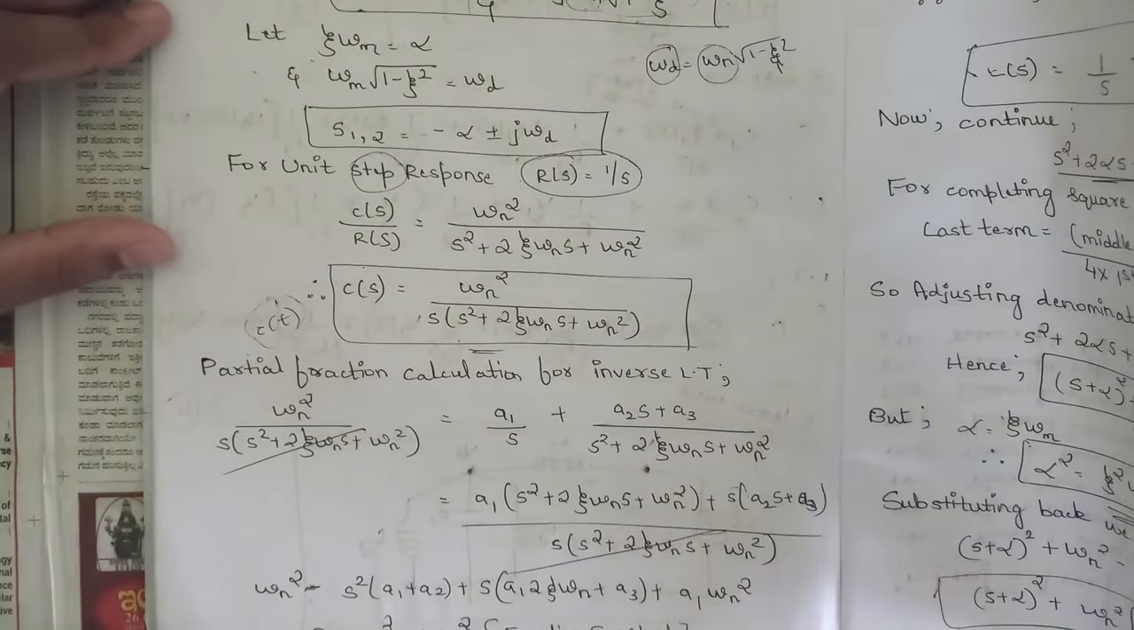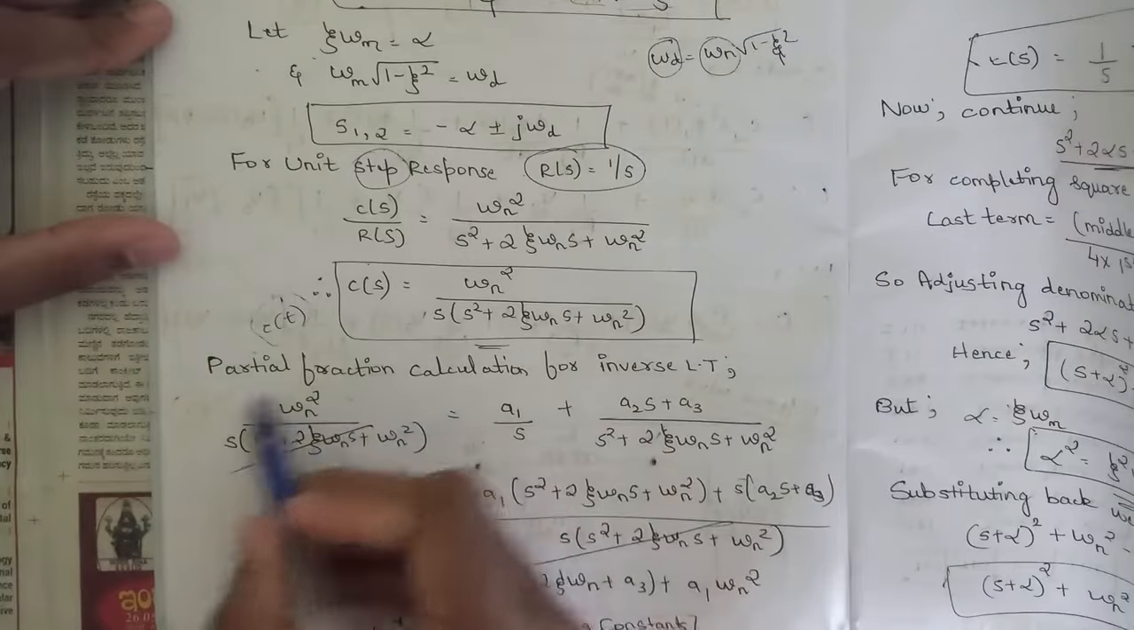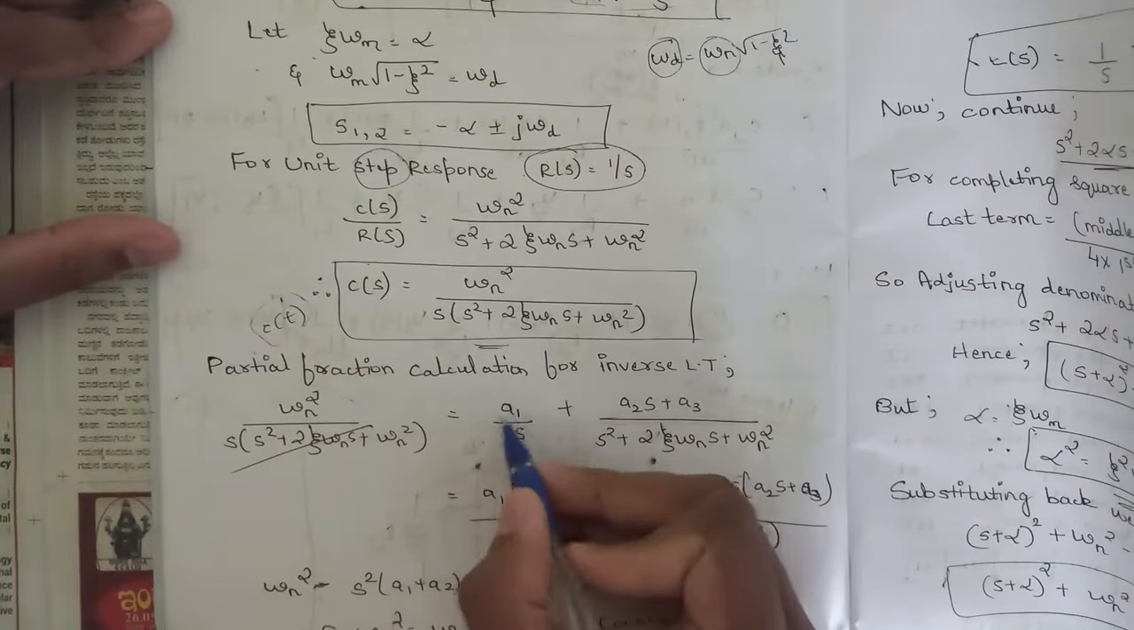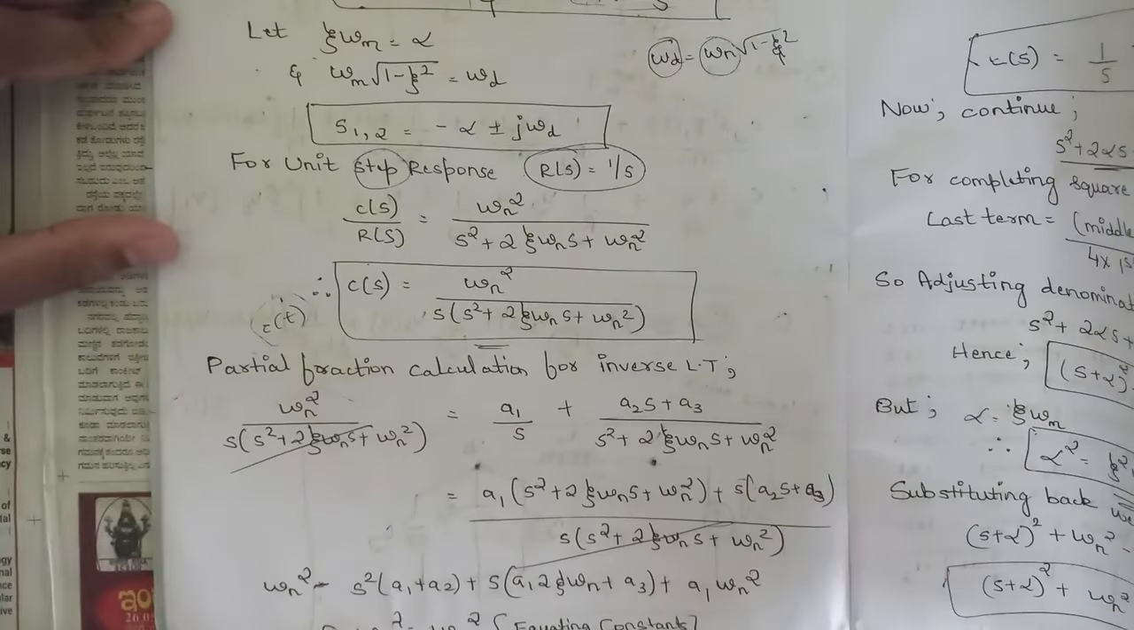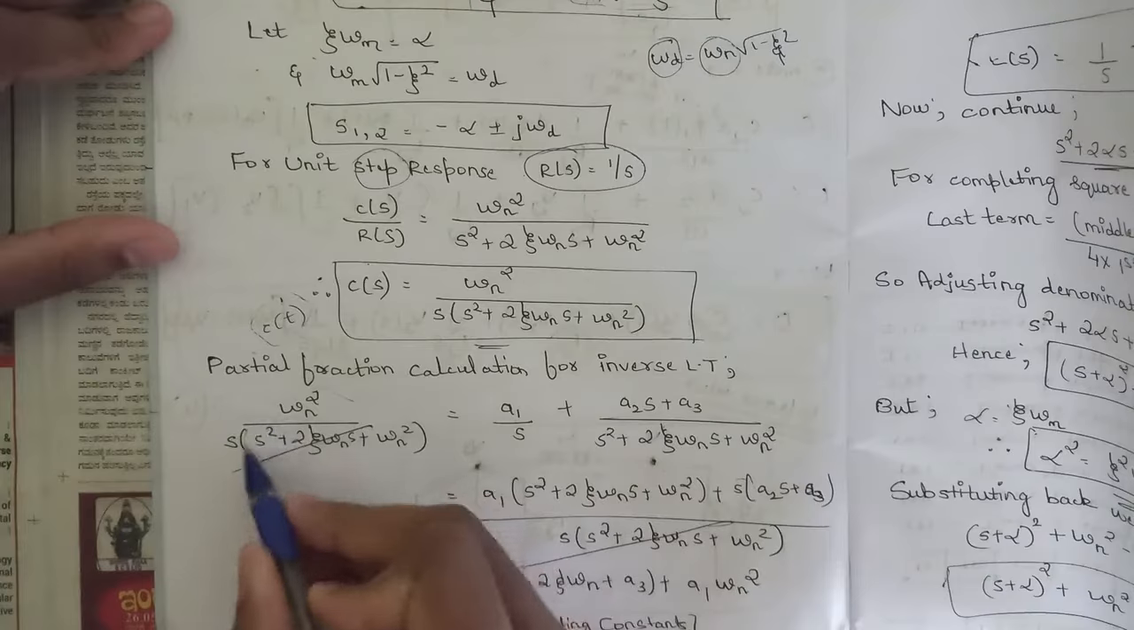Okay, so now for this equation we need to do the partial fraction calculation. That is, write this term equal to a1 by s, where a1 is a constant, plus, since the degree of the first term is square, a2 s plus a3 divided by s square plus 2 zeta omega n s plus omega n square. Okay, then again cross multiply.